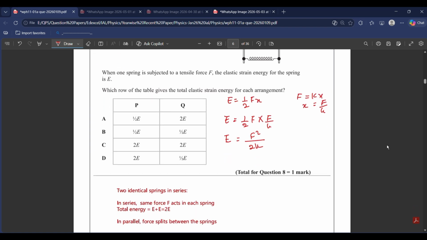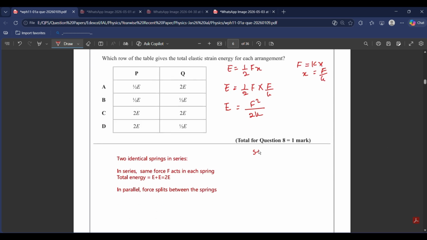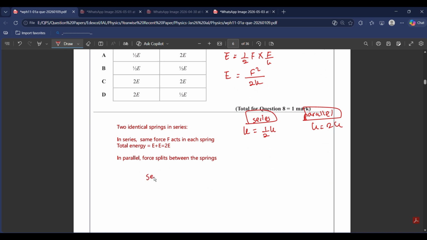Now let's see. For springs connected in series, K is equal to half K, right? And for parallel, K is equal to 2K. We know these by some derivations, right? So now let's replace the K in this equation by these to make two particular equations for series and parallel.